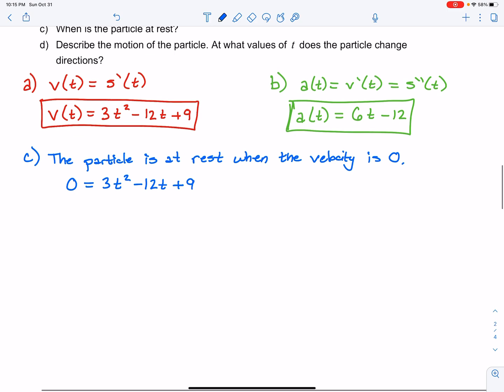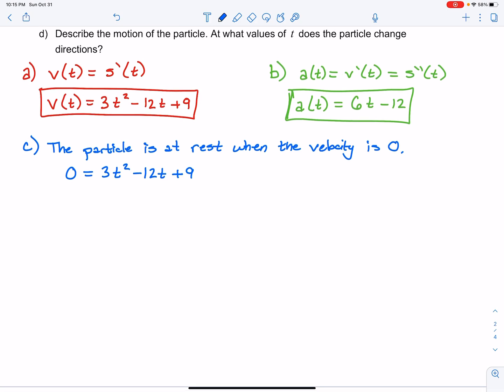This is just a quadratic. We've solved equations like this like 20 million times last year. If we look at all of these terms over on the right here, their greatest common factor is 3, so you could factor a 3 out of all of them. So we could say 0 equals 3 times t squared minus 4t plus 3.